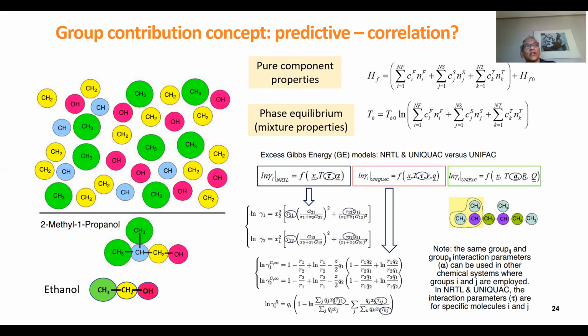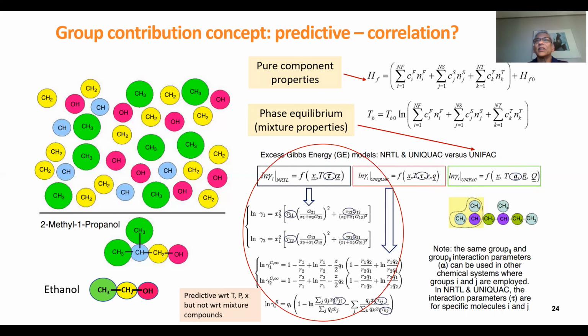Now, when we want to calculate the properties of molecules, all we need to do is to find out which groups are needed to represent the molecule and take the contributions of each of those groups. It does not need to know to which compound they belong to. And that is how we calculate whether it is a pure compound property or a phase equilibrium property like activity coefficient. It only needs to know what is the interaction between the green group and the red group, but it does not need to know whether that interaction is for propanol or ethanol. So that's why it is a totally predictive model.